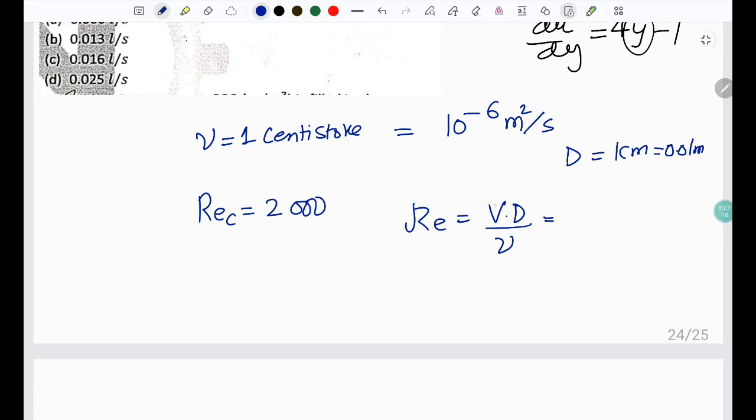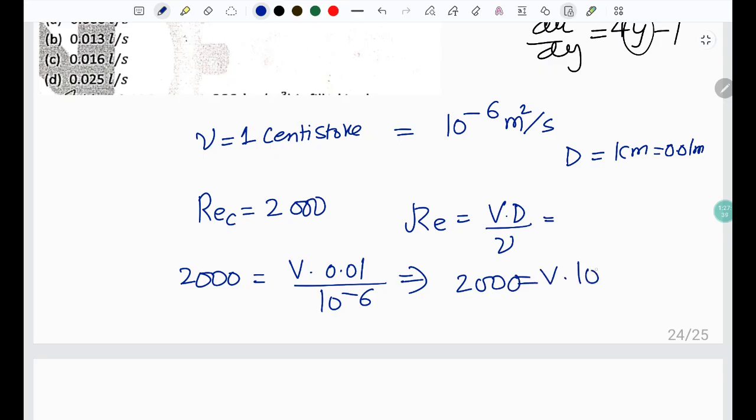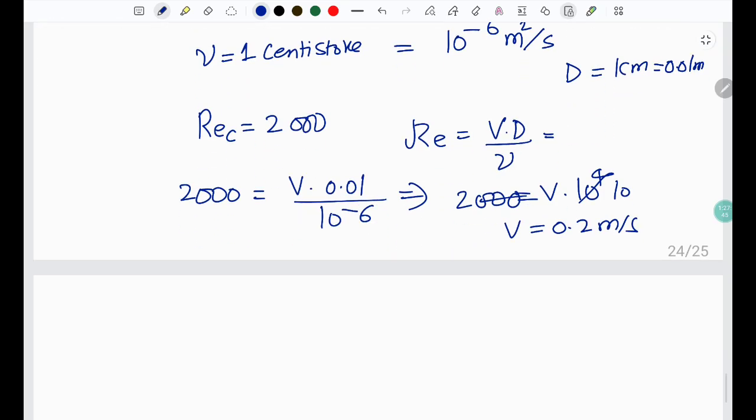First we will find out the velocity, and then through velocity we will find out the discharge, since the area or dia is given. So 2000 is the critical Reynolds number, velocity we have to find out, the dia is 0.01 and the viscosity is 10 to the power minus 6. So this will give us 2000 equals V times 10 to the power 4. V will come out to be 0.2 meter per second. Now we'll find out the discharge.